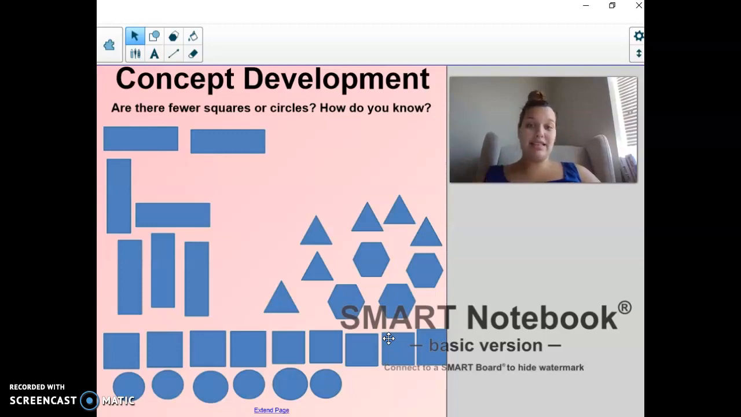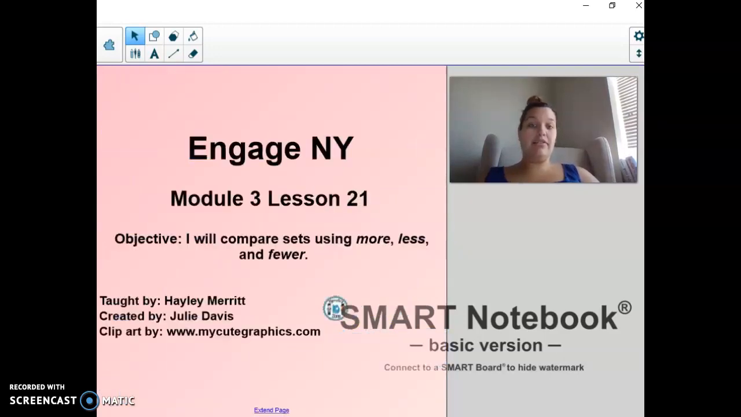On your exit ticket today, you're going to answer questions that pertain to our objective. So you're going to compare 2 sets and figure out which one has more sometimes. Sometimes it's going to ask which has fewer or less. So just keep those listening ears on and open when you're given your directions for your exit ticket, okay?